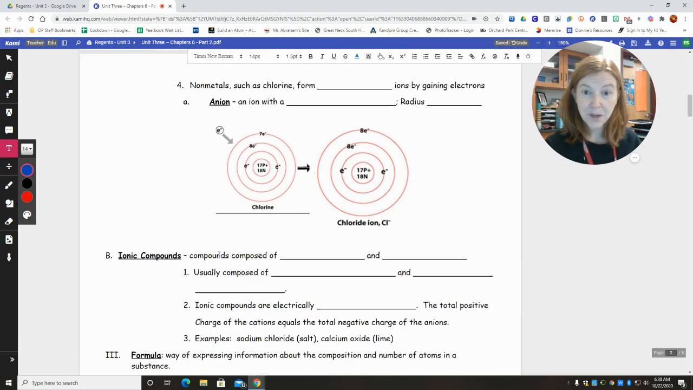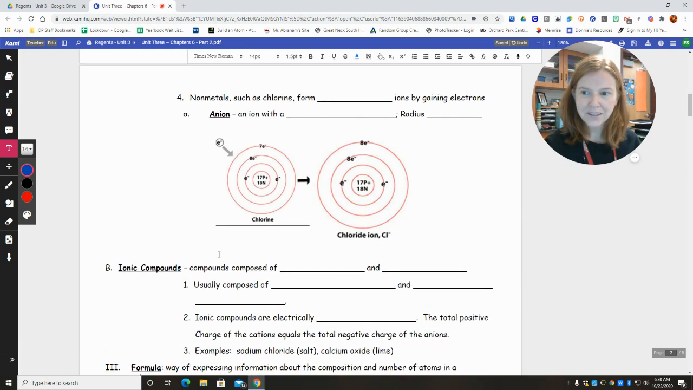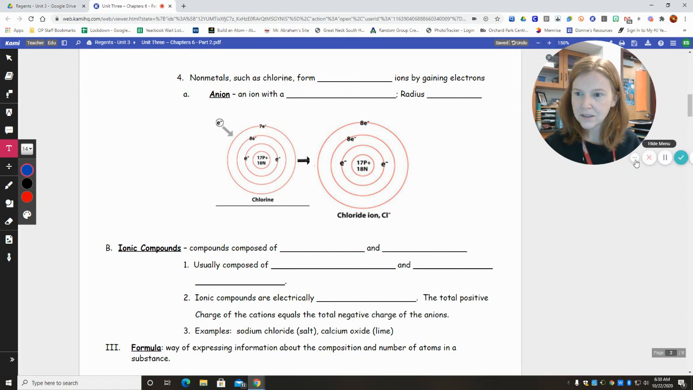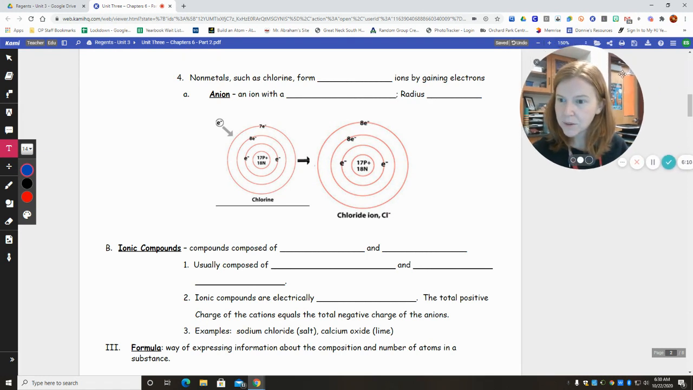All right, moving on. Page 2. Nonmetals. Sorry, guys. There we go.